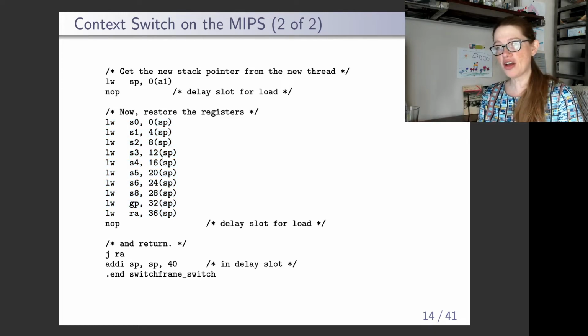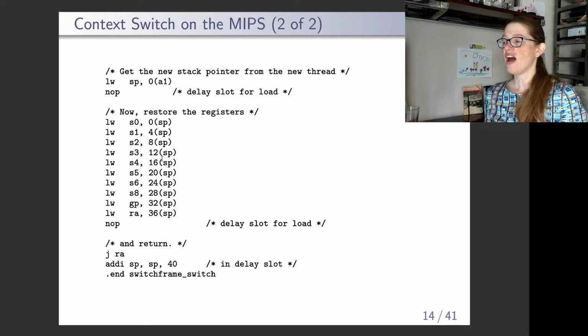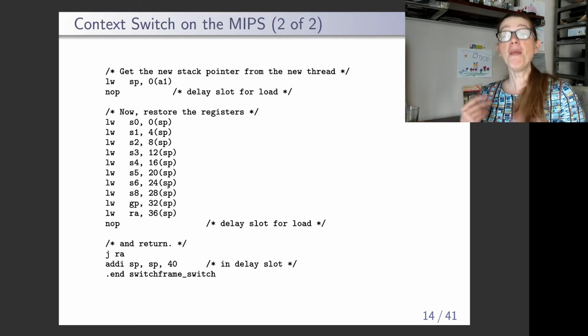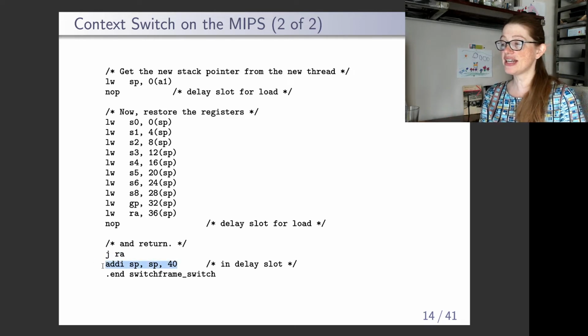Once we've loaded the context of the new thread's registers, then we are going to pop them off of the stack. That's this line down here. And then we are going to jump to executing code in the new thread.